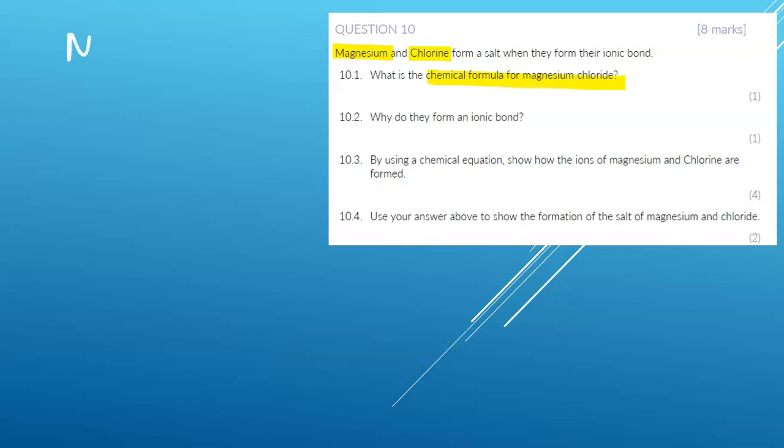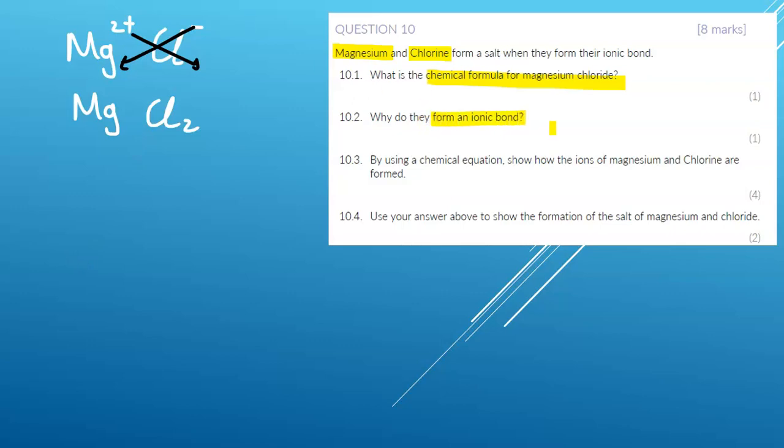Okay, so we have Maggie. She's in group 2, so she will have a charge of +2. And Claudine, we saw she's in group 7, so she will have a negative charge of -1. And by balancing these two, the numbers just go to the opposite corners. So Mg1Cl2. But we don't write the 1.